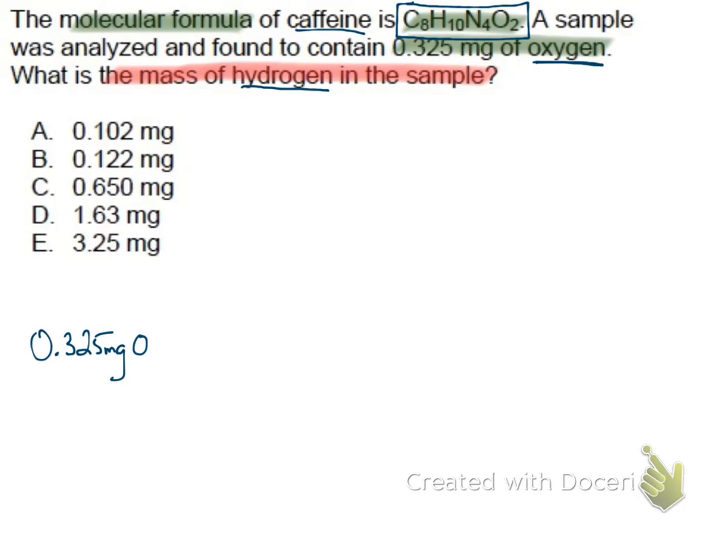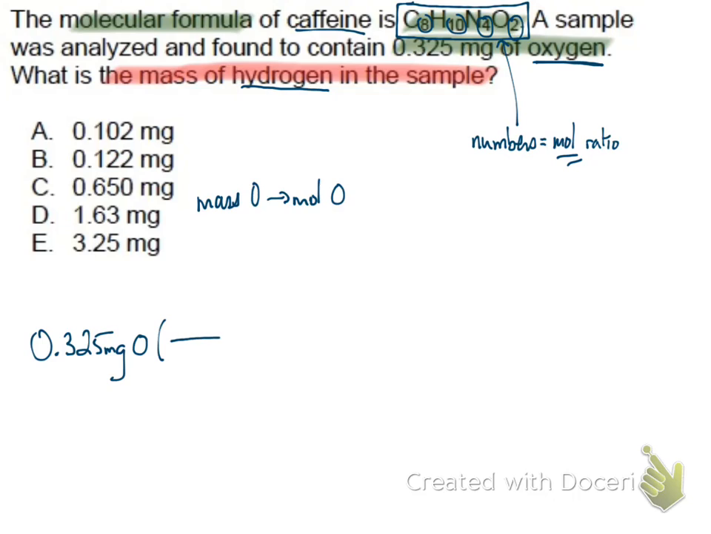Well, when we think about a molecular formula, these numbers in the molecular formula are telling us the mole ratio. And so what that means is if we're ever going to convert from one element to another or from an element to the molecule as a whole, we need to be in terms of moles. So the very first thing we need to do is convert our oxygen to moles of oxygen, right? So we're going to take mass of oxygen and turn it into moles of oxygen. That's not too hard to do.